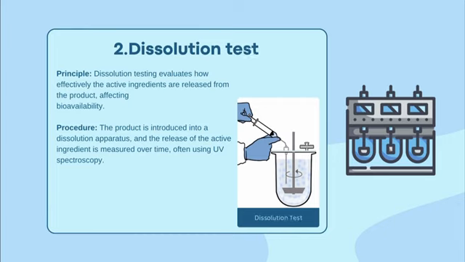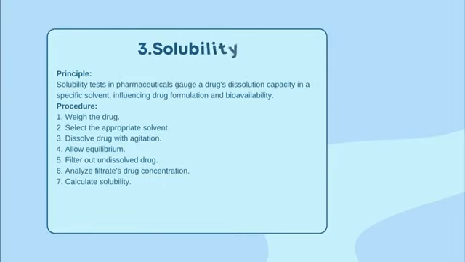2. Dissolution test. Principle: dissolution testing evaluates how effectively the active ingredients are released from the product, affecting bioavailability. Procedure: the product is introduced into a dissolution apparatus, and the release of the active ingredient is measured over time, often using UV spectroscopy.